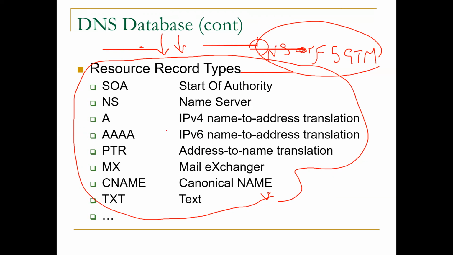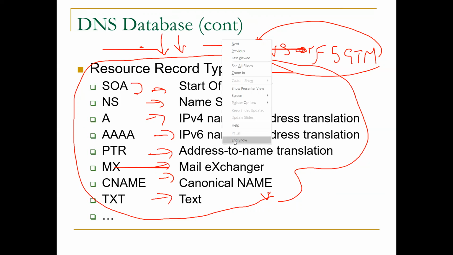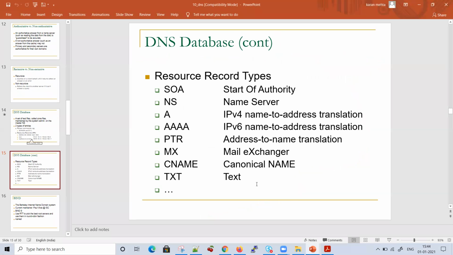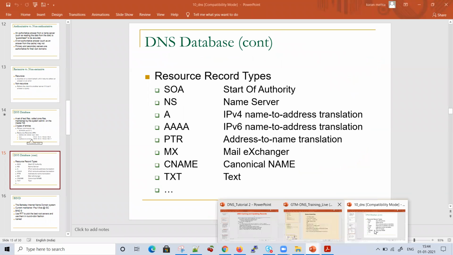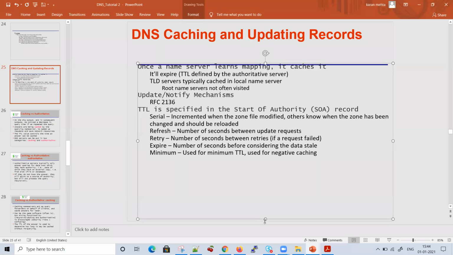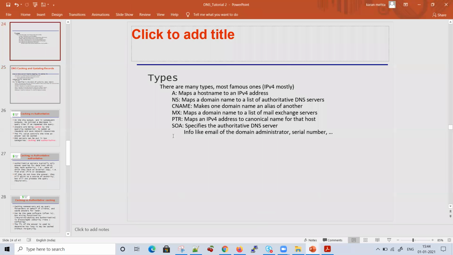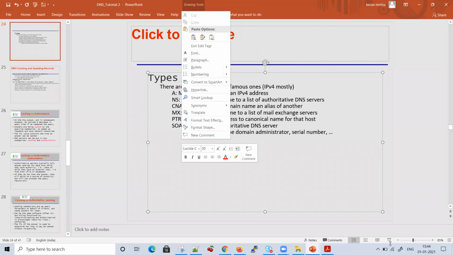The first type is called the start of authority. Then there is the name server, then your A record, IPv6 record, PTR record, MX record, CNAME, and text record. I will go further on this and on the different record types. I have a good slide on that with descriptions, so let me go into that part.